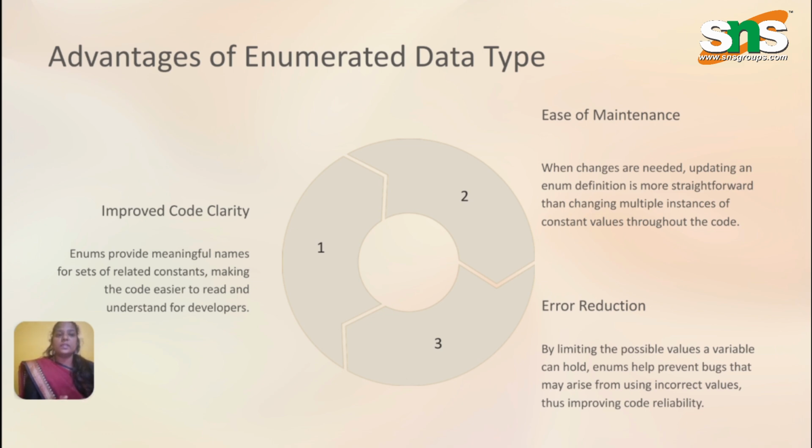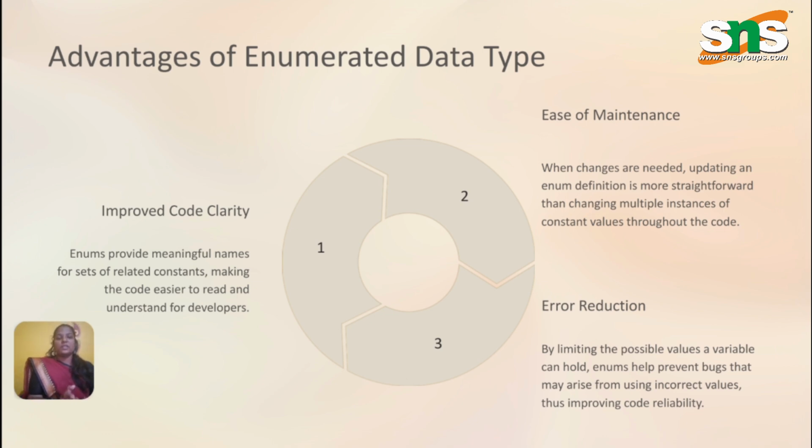So let us discuss them in detail. First is improved code clarity. When someone reads your code, they immediately understand what each enum value means. For example, if a condition checks if role is equal to admin, you instantly understand the logic, right? But if it checks if role equals 1, you have no clue what 1 means unless you refer to the comments.